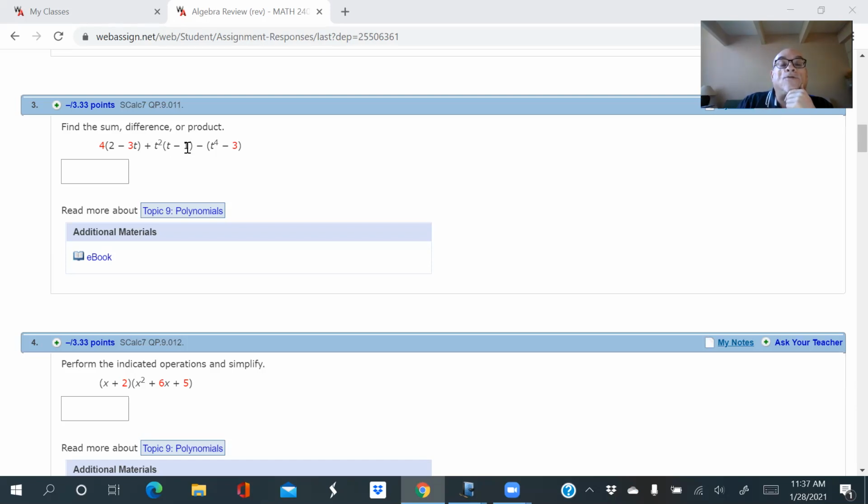So you distribute that t squared. t squared times t is t cubed, and t squared times minus 1 is minus t squared. Same thing in the third term, where you're distributing this implied minus 1 coefficient, or you can think of it as distributing the minus sign, which changes the signs inside the parentheses. So you would have minus t to the 4th and then plus 3, since minus 3 becomes plus 3. That's how you eliminate the parentheses from the expression: by carrying out these multiplications.